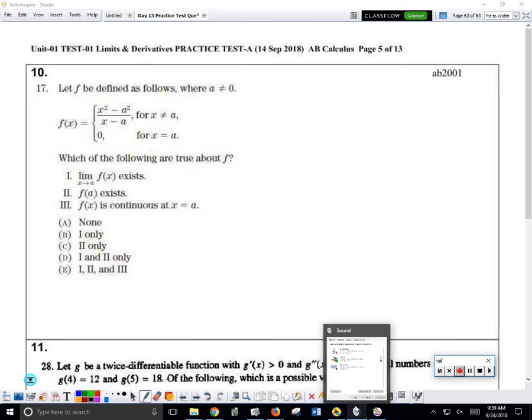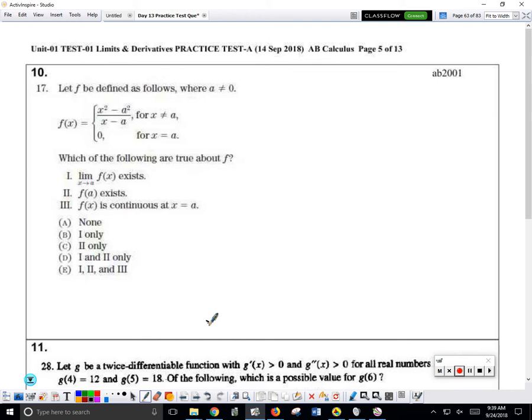Okay, 10. They give me a function. They say which of the following is true. The first one asks for a limit. So I remember my flashcard. X is not approaching infinity, so I think to factor. So I rewrite f like this.